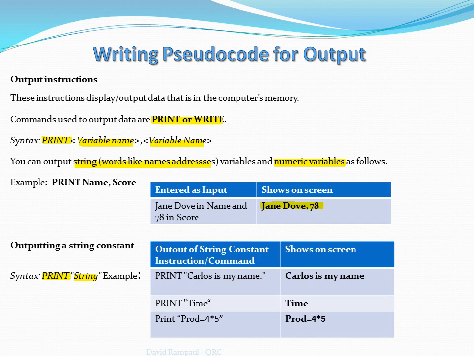Example, print "Carlos is my name". On the screen you will see Carlos is my name printed. Print "time", the word time will be printed. Print "prod equals 4 by 5", and you will see printed on the screen prod equals 4 by 5. Let's go on to the next one.